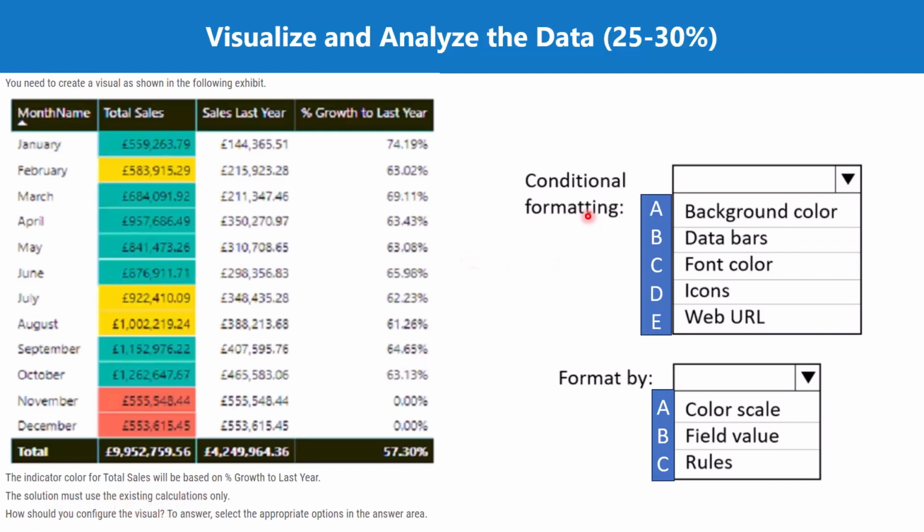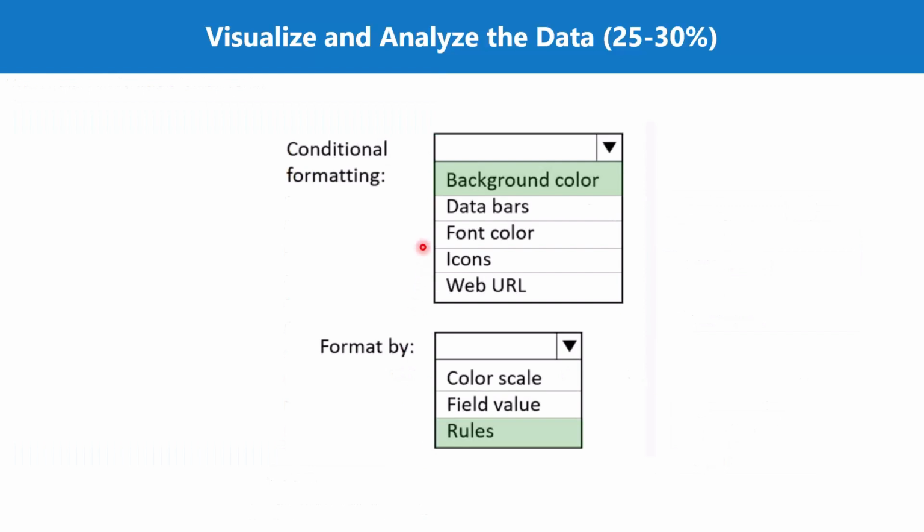So we have a case of conditional formatting, and here are the 5 options that we have, and we have to pick one option from this area. These include background color, data bars, font color, icons, and web URL. And then the other option is format by, and the 3 options given in the answer area are color scale, field value, and rules. So let's have a look at the answer. For the first option in the answer area for conditional formatting, the correct result is background color, and for the format by, the correct option is rules.